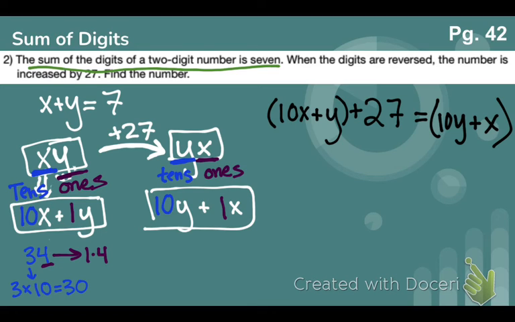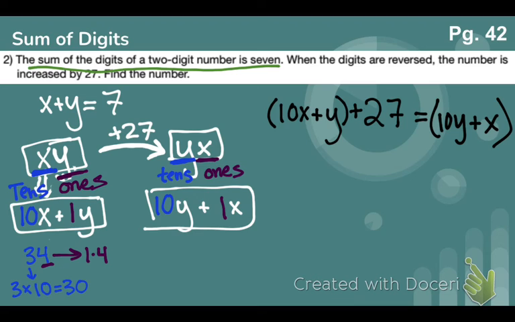You just added the 27 and then set the other one equal to it so you can figure out what the new numbers are. Yeah. So we said 10x plus y represents our digits in the first way, and then we add 27 because we know it's increasing by 27 when we're reversing them. So that was the tricky part.